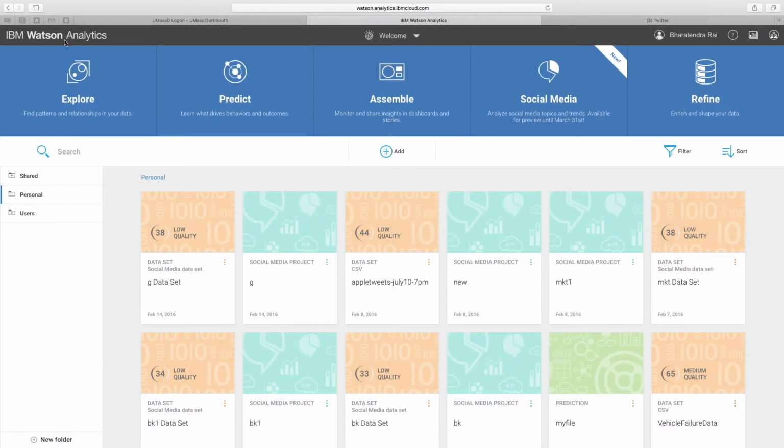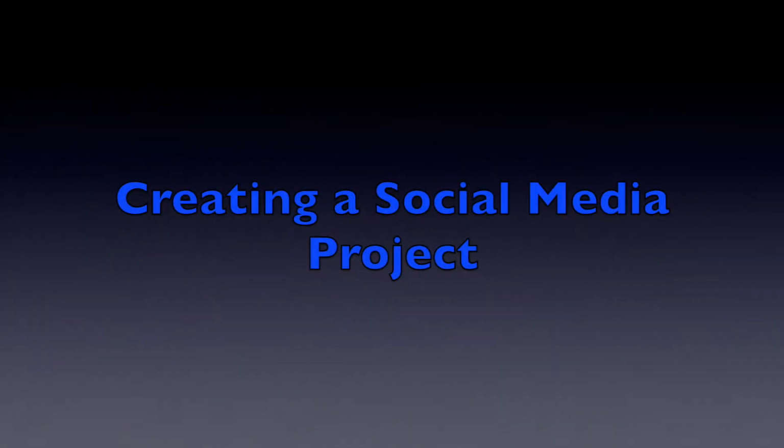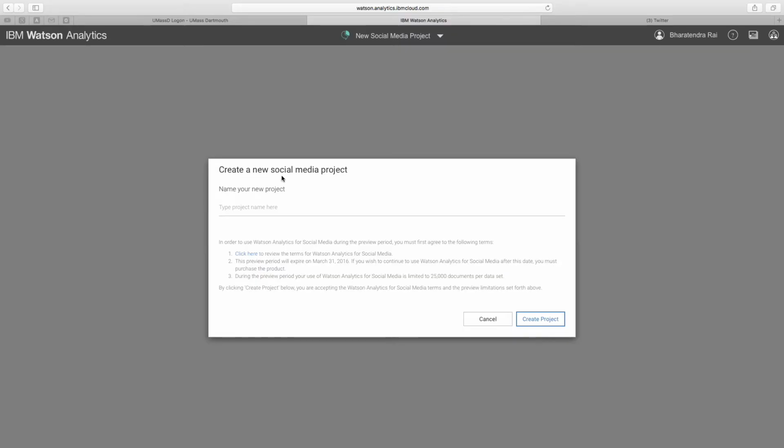So IBM Watson Analytics has an option for social media analysis. This helps to analyze social media topics and trends. So we create a new social media project and I'm going to call this Gravity.